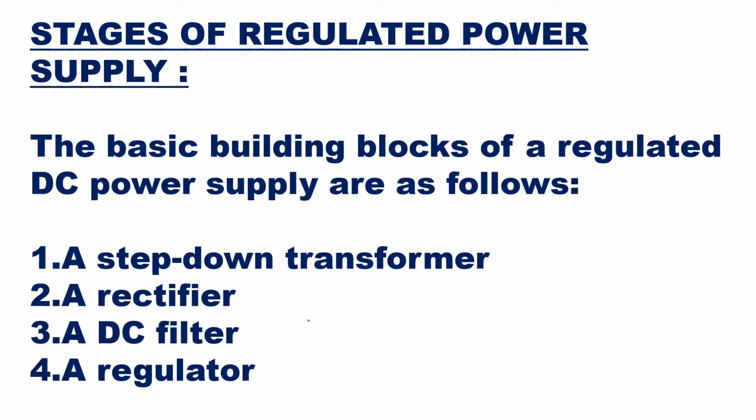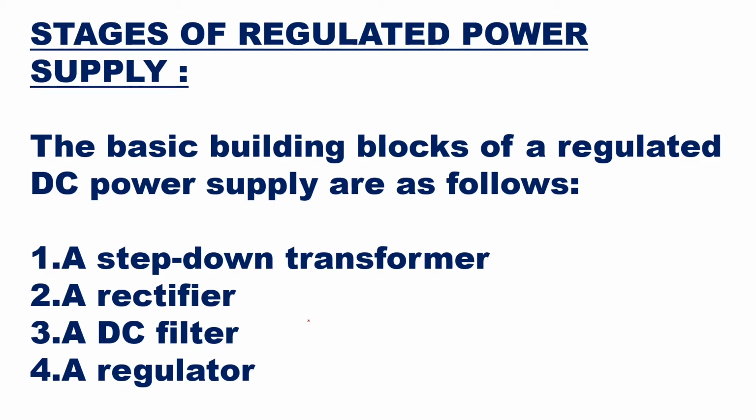Then we'll see the stages of the regulated power supply that we have seen in the block diagram. In the block diagram, we have seen the first unit as a step-down transformer. So we know that a transformer is a circuit which will transfer power from primary to secondary without having an electrical connection. It will be isolated in between, but it will transfer on the basis of electromagnetic induction. And in that, we are using a step-down transformer. That means the input voltage will be high and the output voltage will be less according to our application.